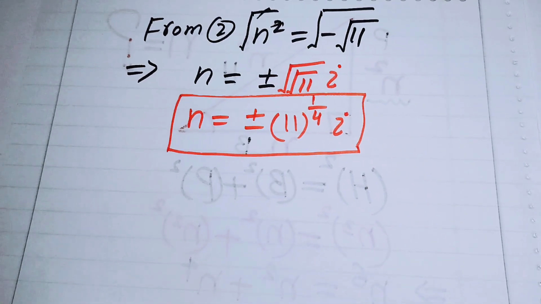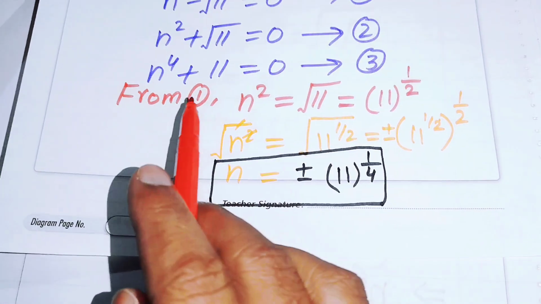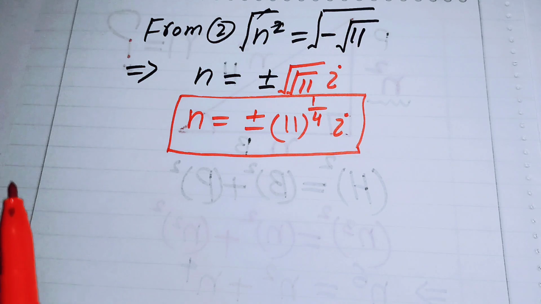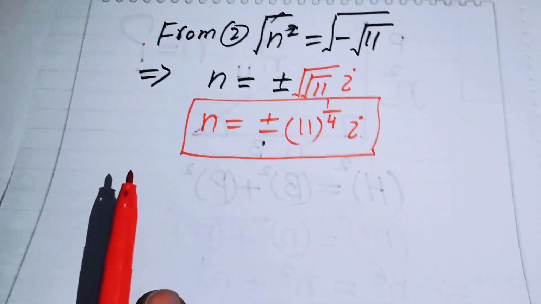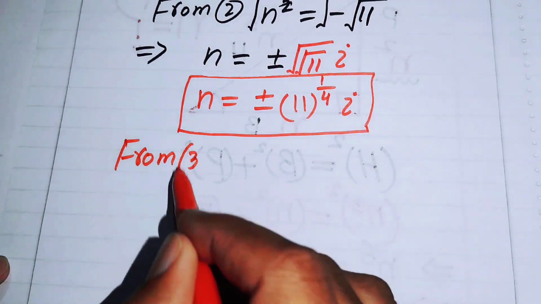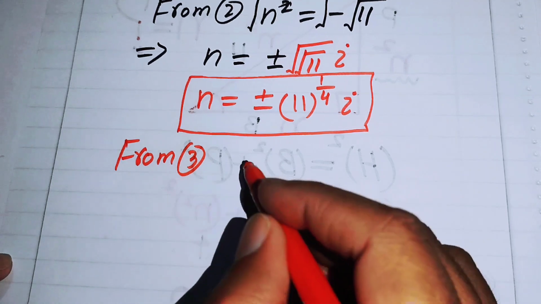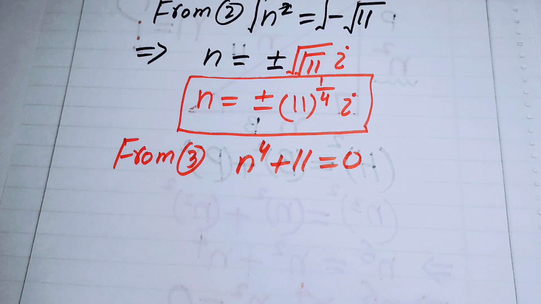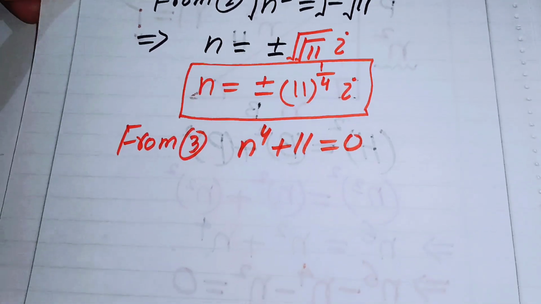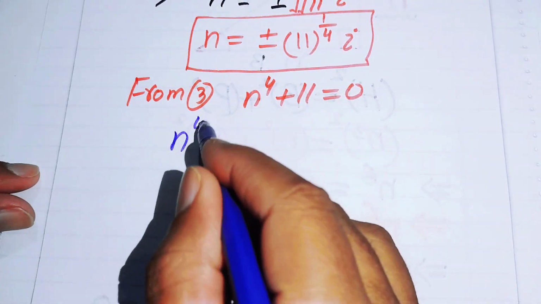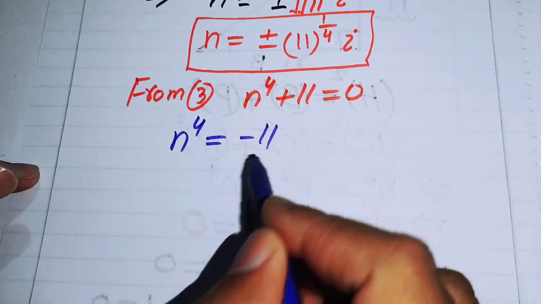Now in order to find the other roots we need to solve equation number 3. In equation number 3 you have n to the power 4 plus 11 equals 0. So from 3 you have n to the power of 4 plus 11 equals 0. Here we can solve this equation. Now we can move this plus 11 to the right hand side, and you will get it in this form: n to the power of 4 equals minus 11.